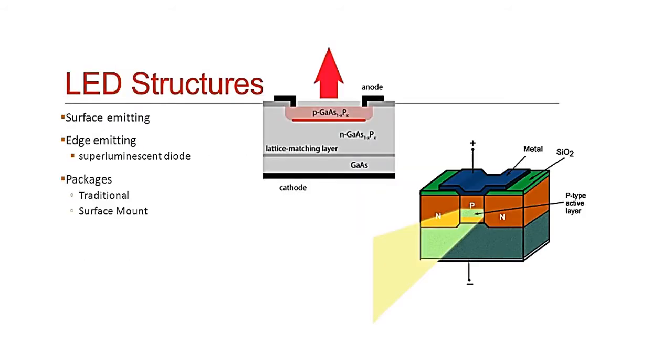Next one is the LED structures. Here in LED structures there are two types. One is surface emitting and another one is edge emitting LEDs. In edge emitting we have the superluminescent diode, and the package will be in the traditional as well as the surface mode.